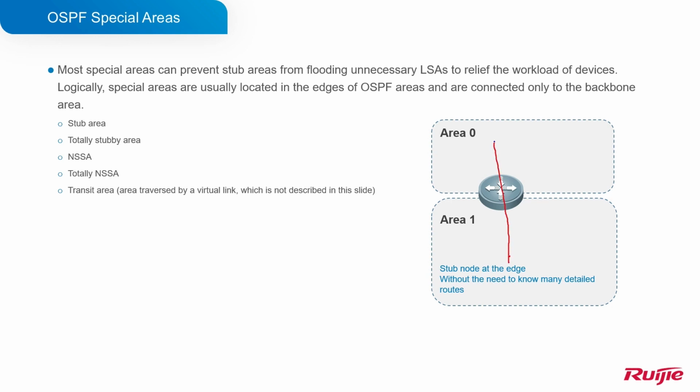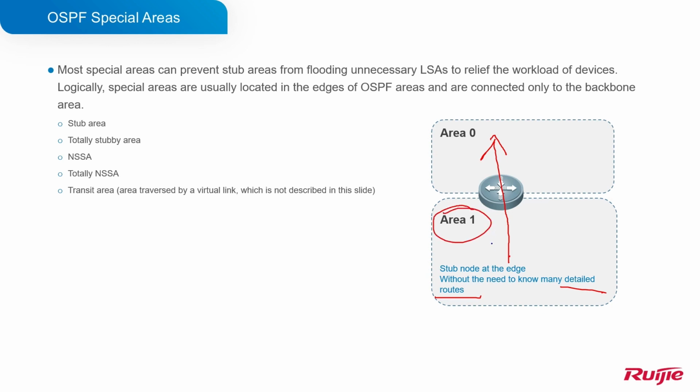to communicate with other areas, and for this area, we don't need to know the detailed routes, because if we want to communicate with other areas or other routers, we have to go through this router, which belongs to area 0 and area 1. So we don't have other ways to go to other areas. We just have one way to choose. So for this scenario, we suggest you set the special area for area 1.